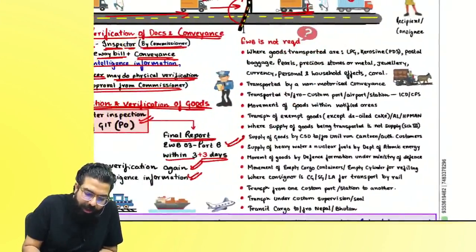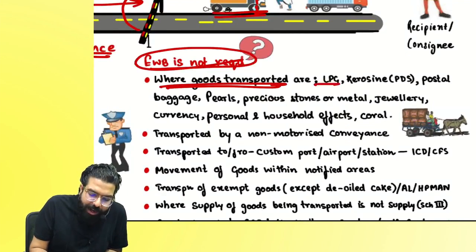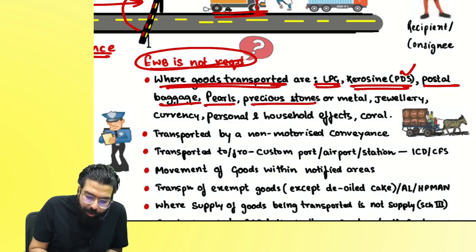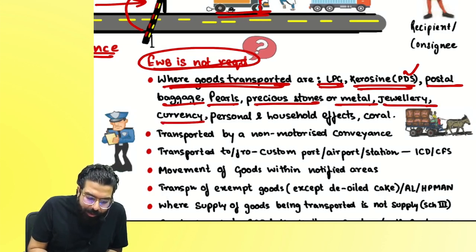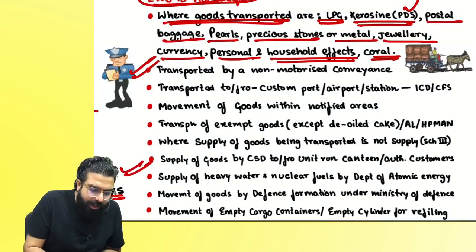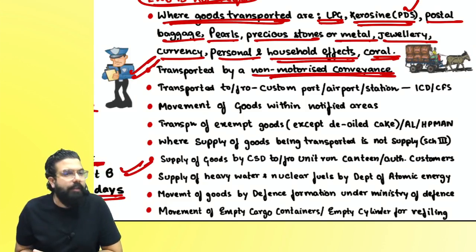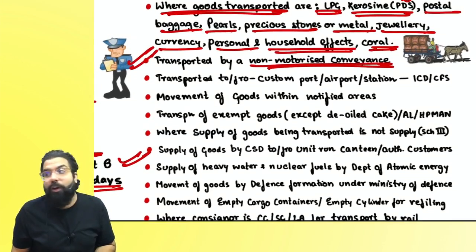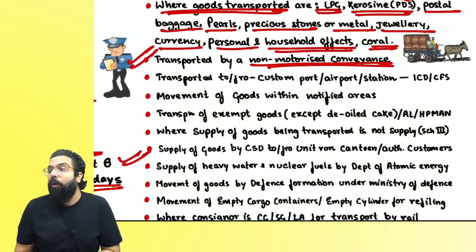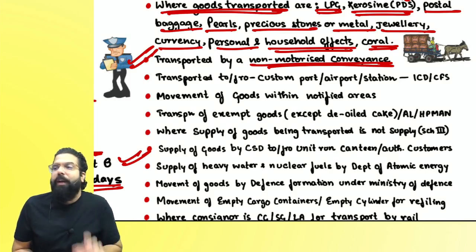Now, everyone, what are the cases when an e-way bill is not required? When the goods being transported are LPG, kerosene for the public distribution system, postal baggage, pearls, precious stones, metal, jewelry, currency, personal or household effects, and coral. In that scenario, the government has said that an e-way bill is not required. If you are taking the goods through non-motorized cargo, like a donkey or bullock cart, an e-way bill is also not required, because a donkey will not have a number. The government said that in the case of donkeys, horses, etc., an e-way bill is not required to be generated.